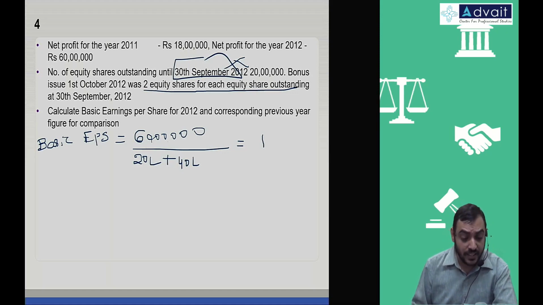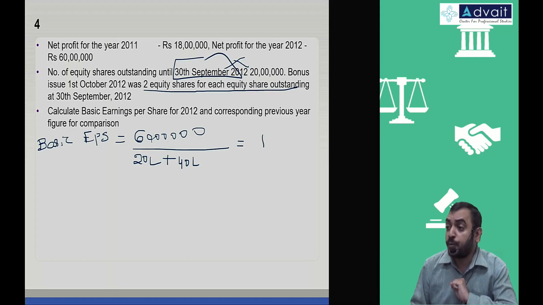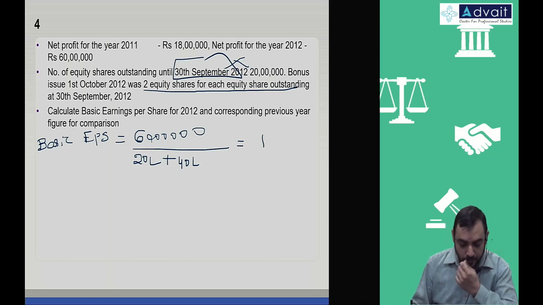It is given effect as if it was issued on the first day of the company itself. So the date of bonus issue doesn't matter. You take the full year, don't take any proportionate number of shares, basically because it does not give you any benefit. Bonus shares do not give any additional resource for the company to make more profits.